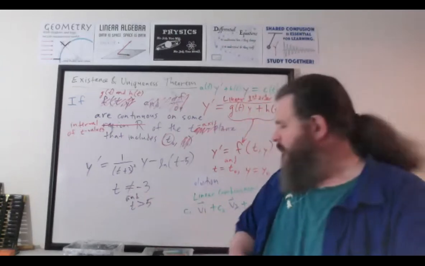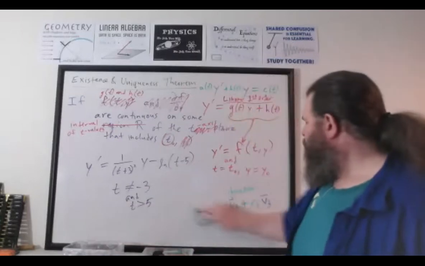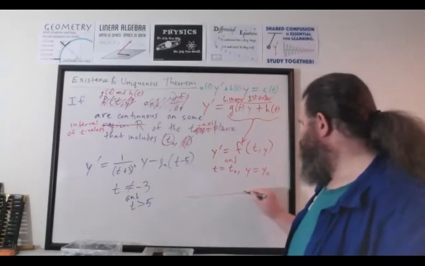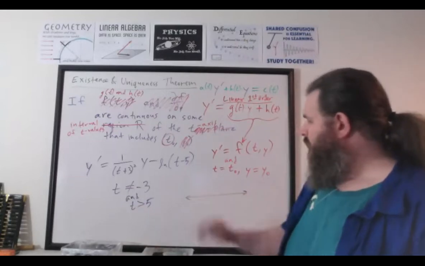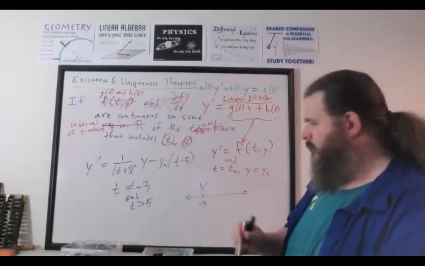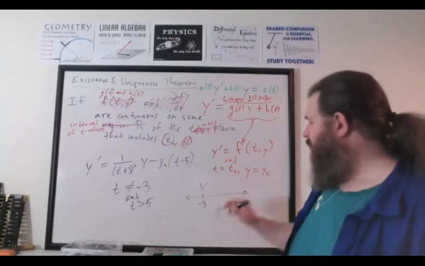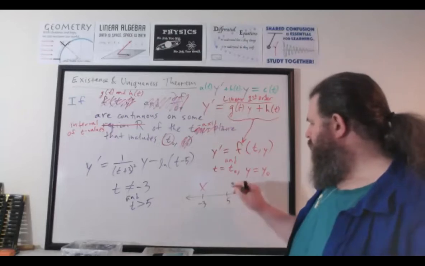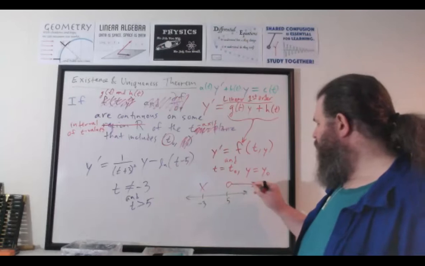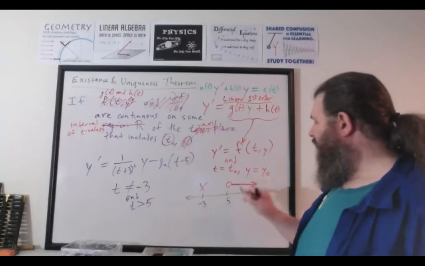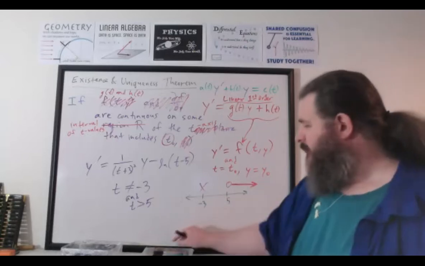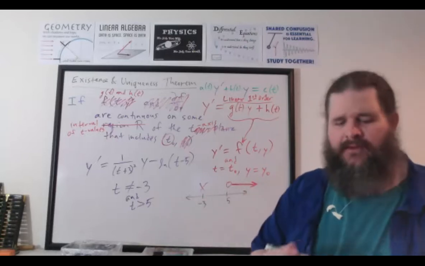So we could put this on a number line. Our only restrictions are t cannot be -3, and t must be greater than 5, not including 5. So it looks like we only really have one interval that we need to care about. We don't even need to worry about the -3 because that doesn't make the greater than 5 true.